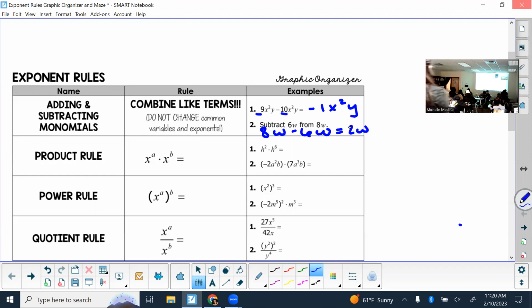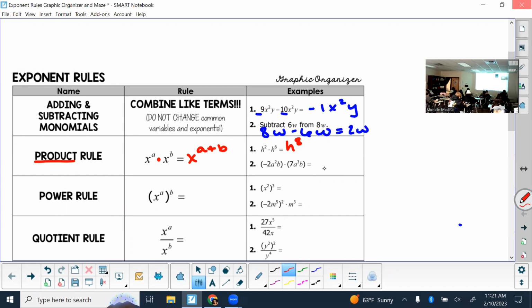Okay. So then the product rule. The name of the rule, product, is talking about what's going on between the bases, because product you associate with multiplying. So we're multiplying the bases. But what we do with the exponents is always different for the exponent rules. So if I multiply the bases, what do I do with the exponents? You add them. Okay, so there you go. Now do the examples as well. H squared times h to the 6 gives me h to the 8, because according to the rule, we add them.